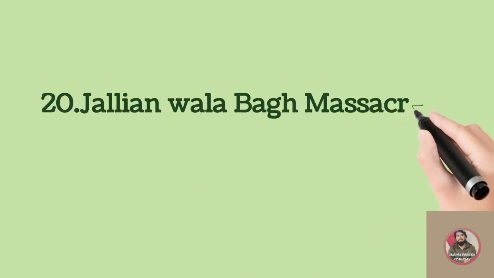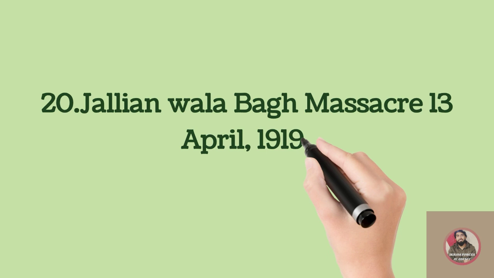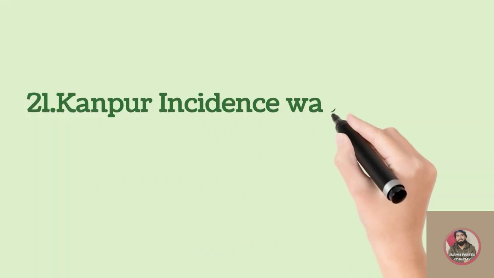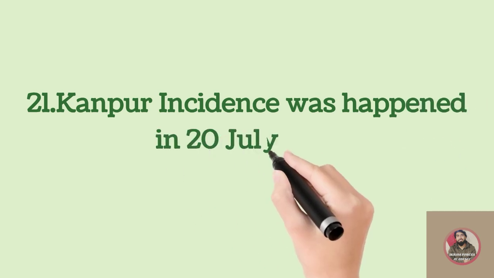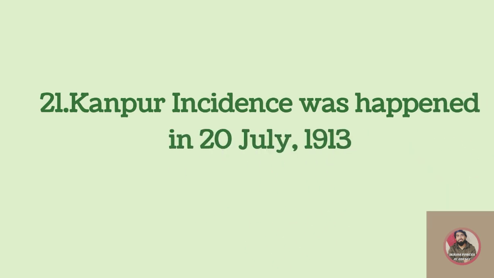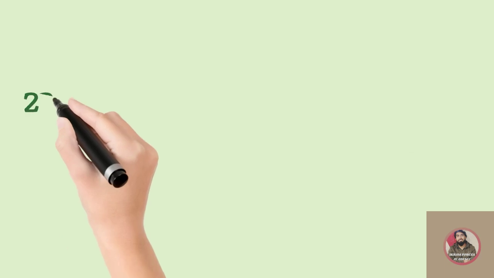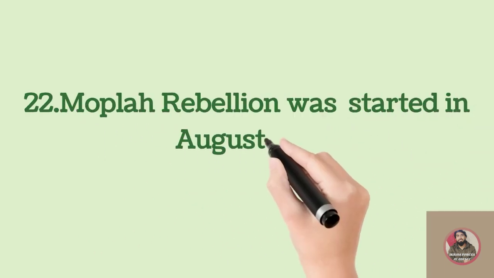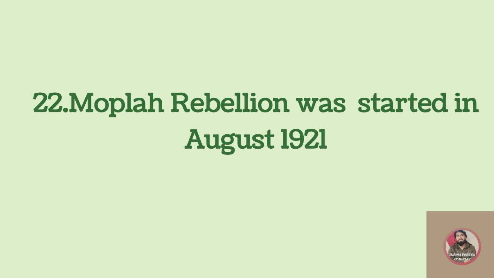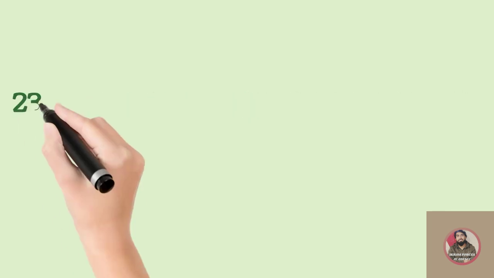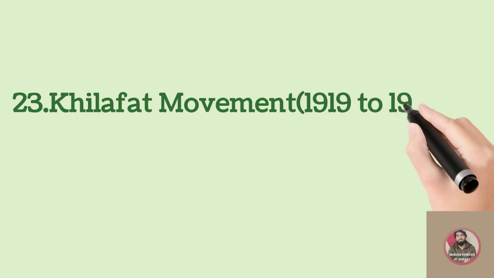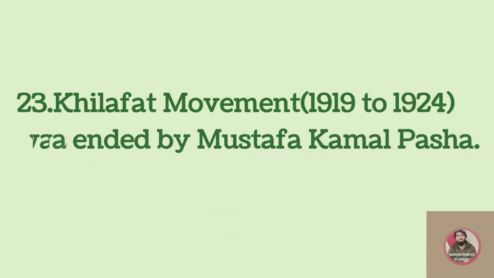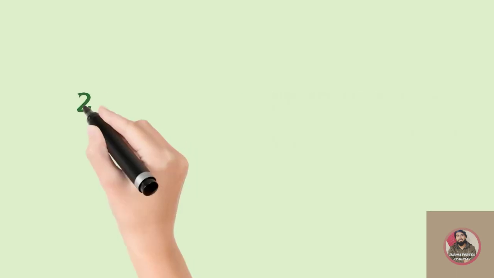Jallianwala Bagh Massacre held on 13 April 1919. Kanpur Incident occurred on 20 July 1913. Moplah Rebellion occurred in August 1921. Khilafat movement started in 1919 and ended in 1924 by Mustafa Kemal Pasha.